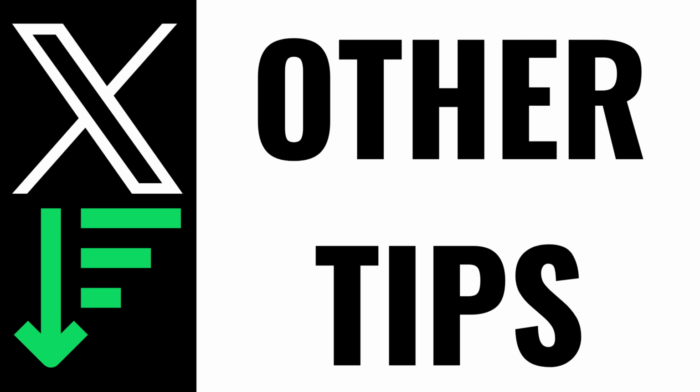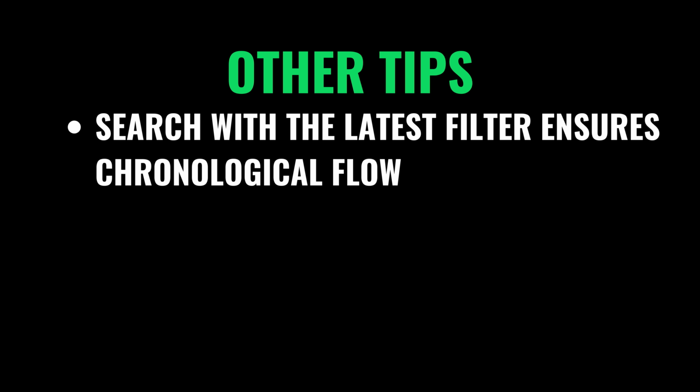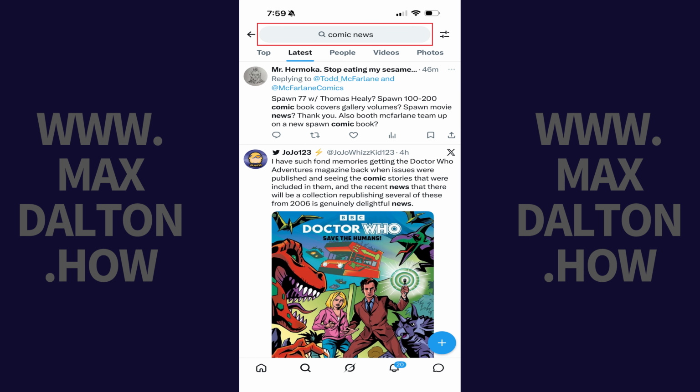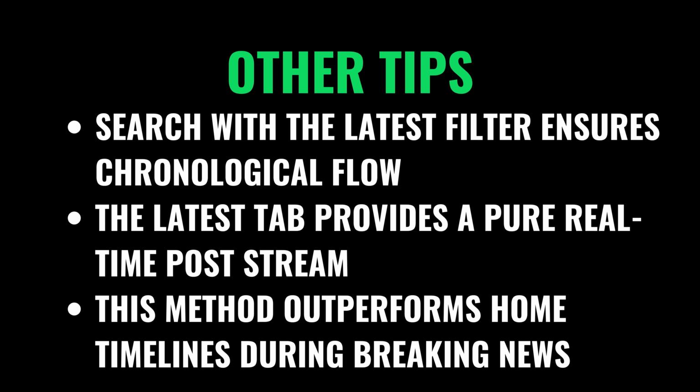Another great way to manage a chronological flow is to use the search function with the latest filter. If you are following a live event or a specific hashtag, entering that term into the search bar and then tapping the Latest tab will give you a pure, real-time stream of every post mentioning it. This is often faster and more accurate than relying on your home timeline during breaking news.